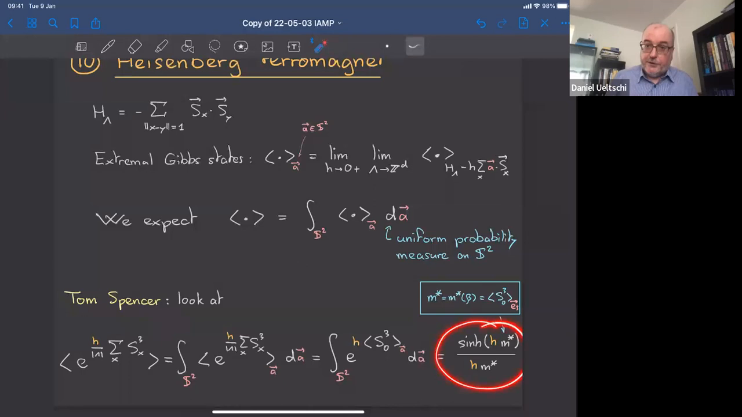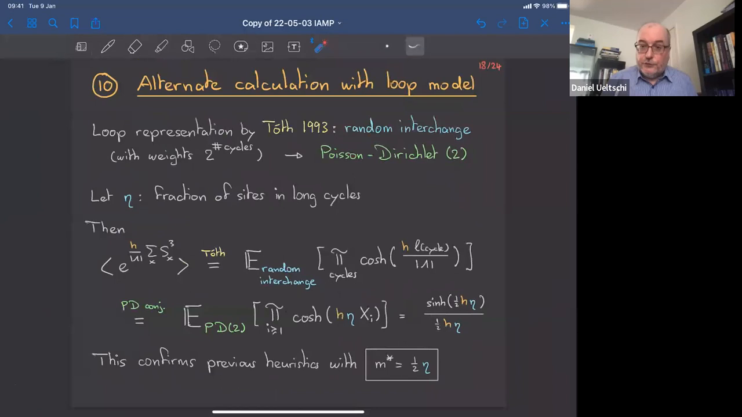So what I'd like to do now is to redo the calculations, but using a loop model and using the Poisson-Dirichlet conjecture. So we can use a loop representation due to Ballintot in 1993. There will be more to it, but here there is no need to understand the details of this representation. Suffice it to know that it exists. And then it contains loops, and the loops are expected to be described with Poisson-Dirichlet of parameter 2. So to understand this 2, one needs to do the whole thing using this heuristic split merge process and check that it's actually 2.